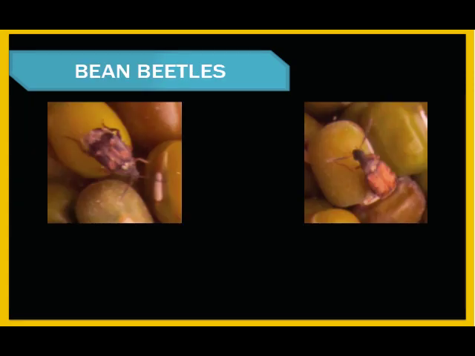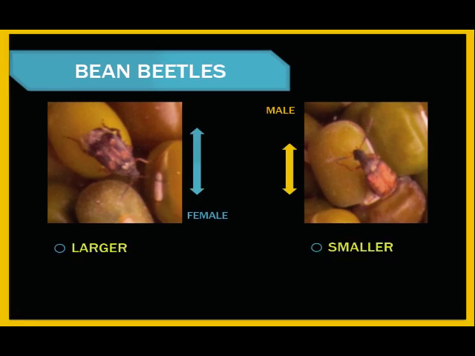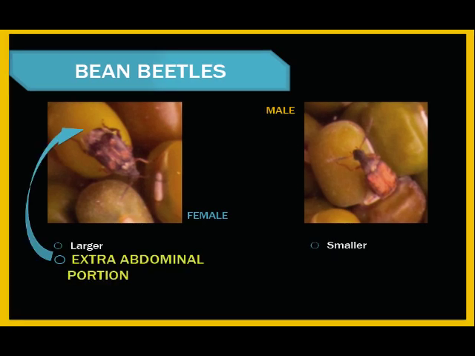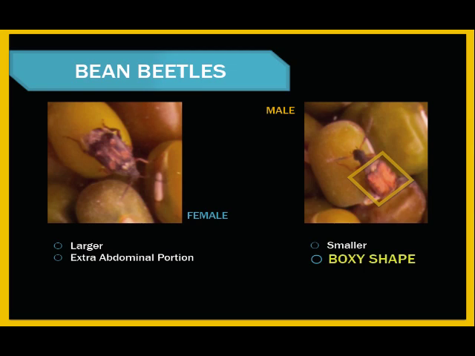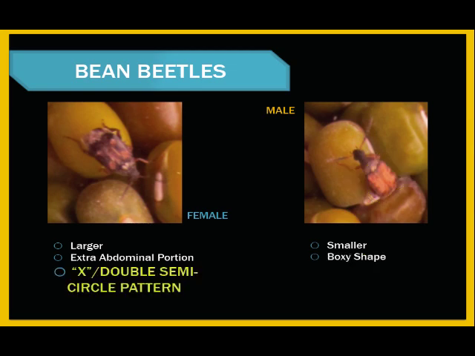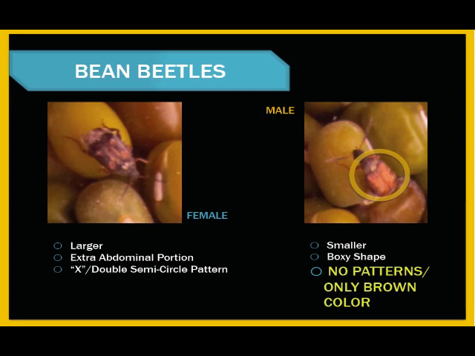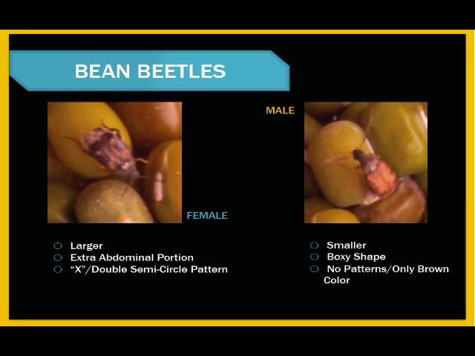So here we are faced with this question. Are we looking at a male or a female bean beetle? Using what you know about sexual dimorphism and your own observations, you can easily tell the difference. Females will generally be a bit larger than the males and have an extra area near the end of the abdomen, whereas the males appear to have a truncated and boxy abdominal shape. However, perhaps the most distinct difference between the sexes is the variation in coloration and patterns. The female will have an X or double semicircle shaped design on her back, while the males will have nothing but the brown color. See the differences yet?